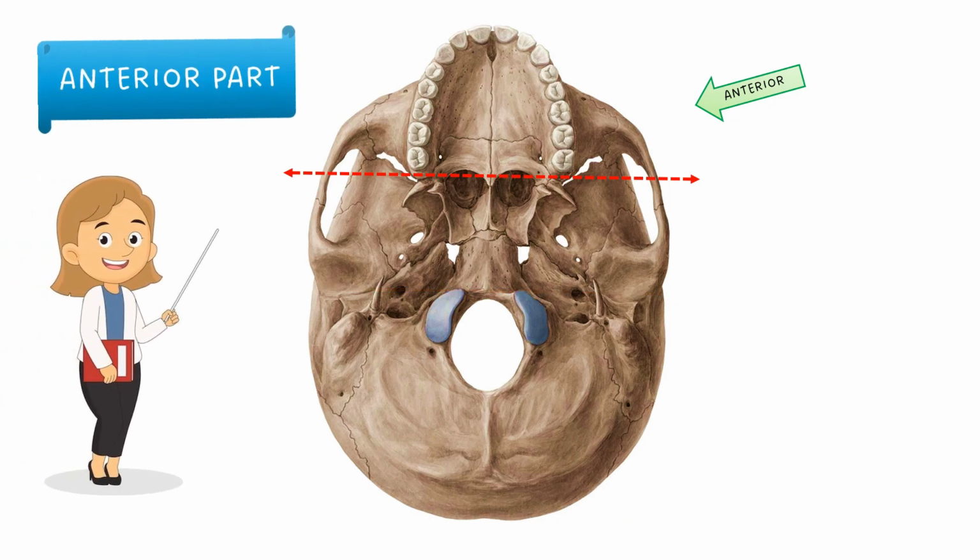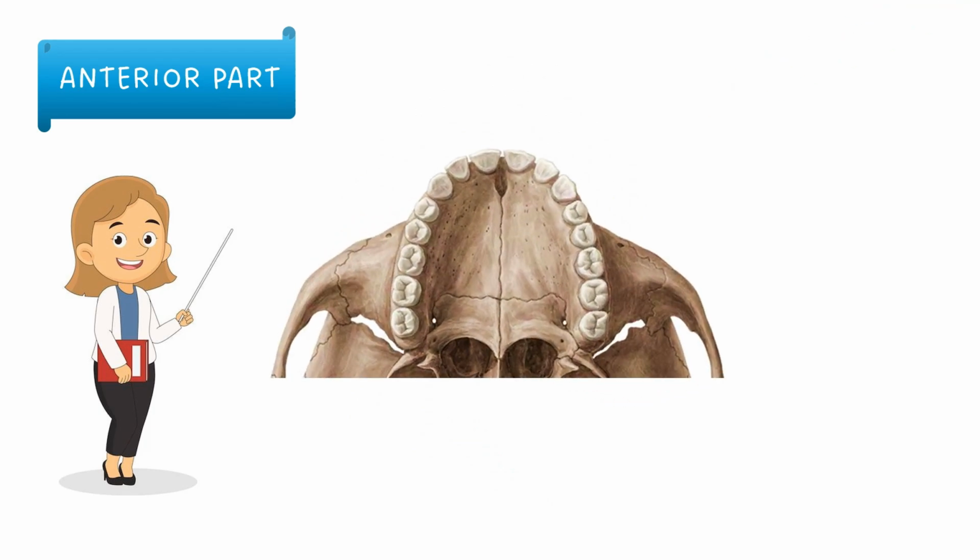Now let's look at the features and attachments of the anterior part of norma basalis. The posterior border of the hard palate forms the junction of anterior and middle parts of norma basalis. The posterior nasal spine is a spinous projection from its middle in the median plane. The musculus uvulae is attached to the posterior nasal spine.